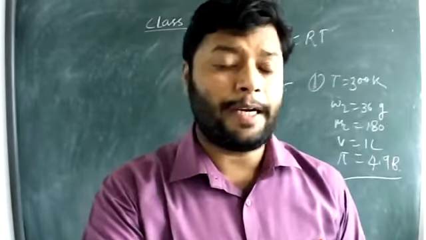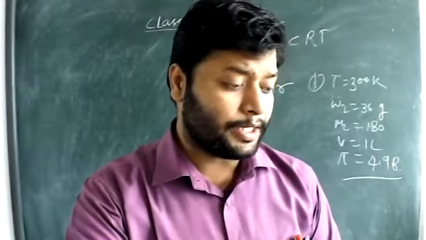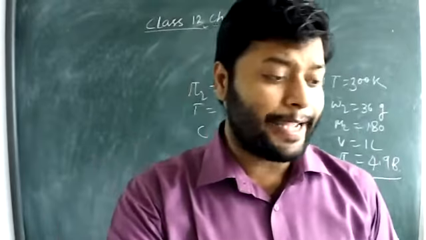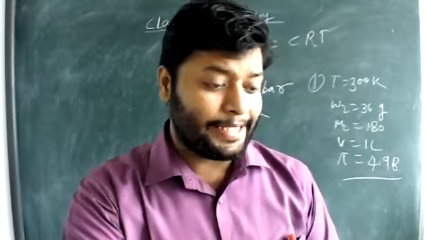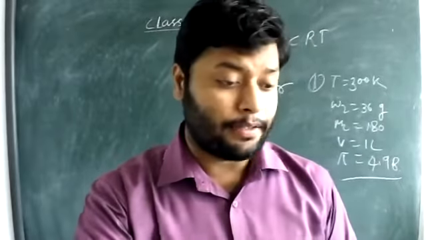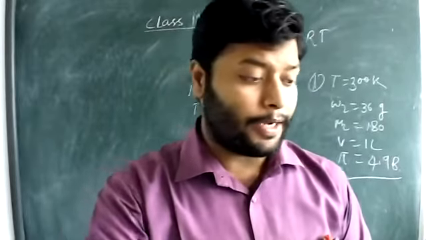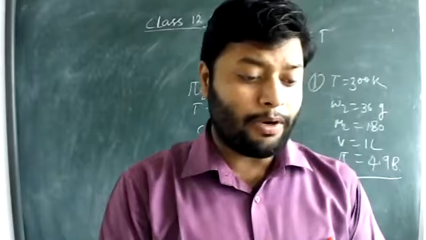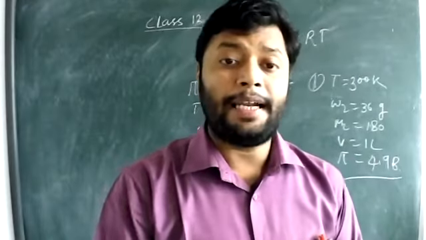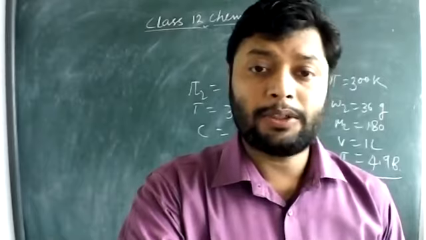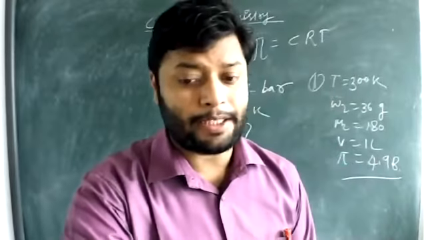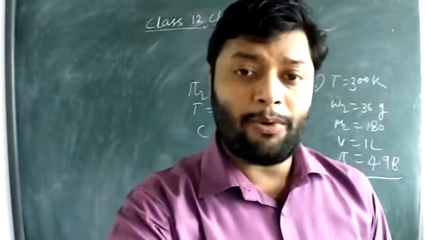One numerical is given here. Question number 2.26. If the density of some lake water is 1.25 gram per ml and contains 92 gram of sodium ion per kilogram of water, calculate the molality of sodium ion in the lake. Calculate the molality of sodium ion in the lake.